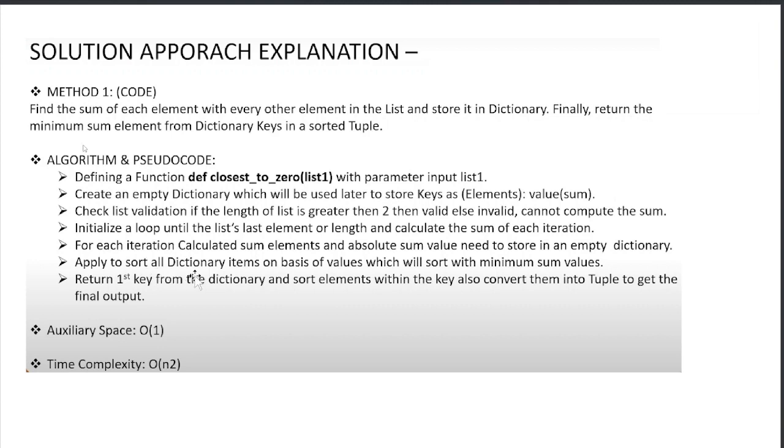We will sort all dictionary items on the basis of values, which will sort with the minimum sum values first. We will return the first key from the dictionary and sort the elements within the key, also converting them into a tuple to get the final output. The auxiliary space is O(1) and the time complexity is O(n²). Now to the next slide.